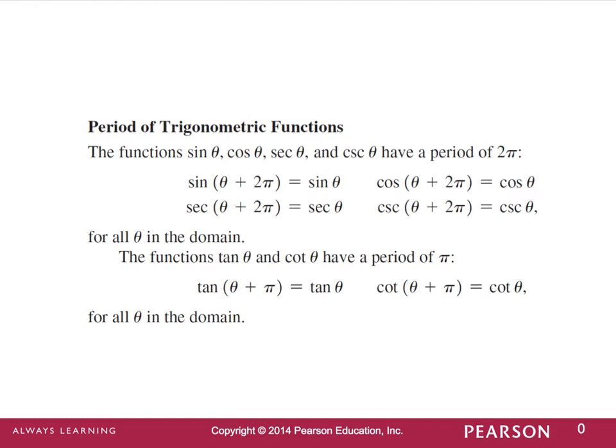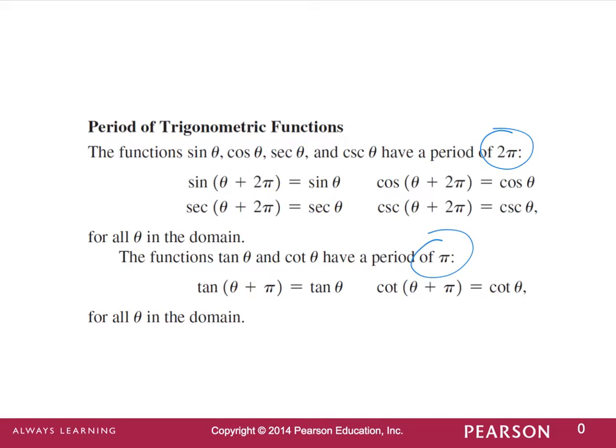Now, these trig functions are periodic in nature, in that they repeat every so often, and so their graphs are repetitive, and they actually go on and on forever as x gets big or as x gets small. And the period of just the base sine, cosine, secant, and cosecant functions is 2 pi. So that means that this cycle will repeat every 2 pi radians. Whereas in tangent and cotangent, the cycle repeats every pi.